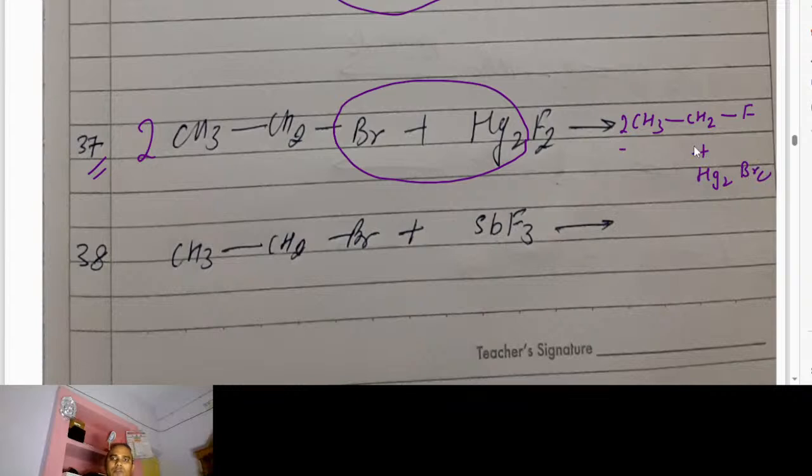Hg2Br2 will form. So this is the short reaction. If you are talking about SbF3, take 3 molecules. So it will give 3 molecules of CH3CH2F, and plus what is there, student? SbBr3. So this is the answer to question 38. Now let us see the next one, student.